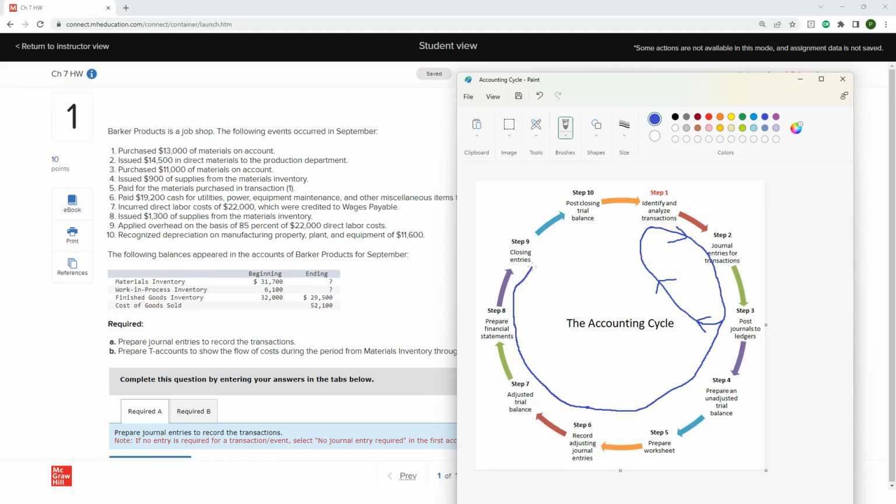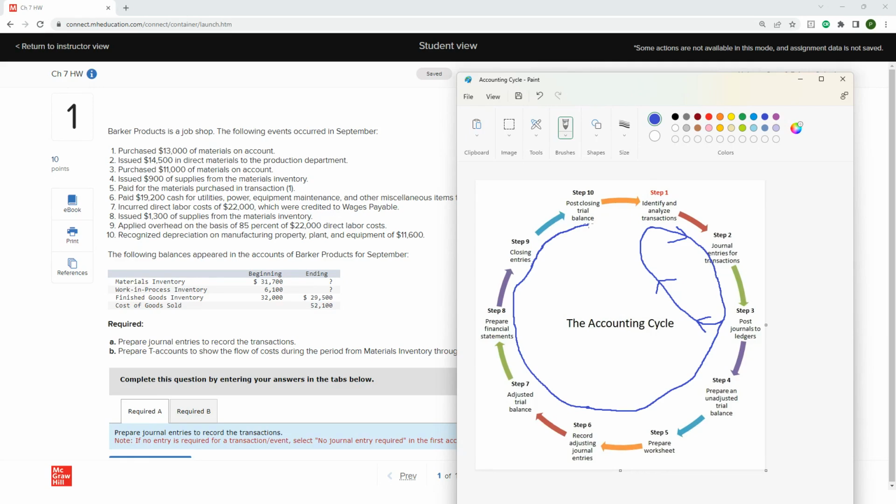Now, after you create your financial statements, you're going to do your closing entries. Closing entries is where you close out your revenue and expense accounts and your other temporary accounts. Remember that expenses generally have a debit balance, so you're going to have to make a closing entry and credit those expense accounts to close them out. And then the opposite would be for the revenue accounts. And then finally, you have a post-closing trial balance where you balance everything out again and make sure that all your debits and credits equal.